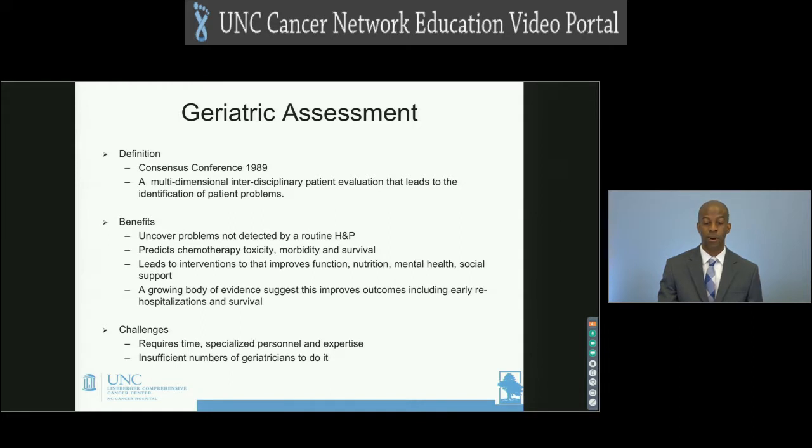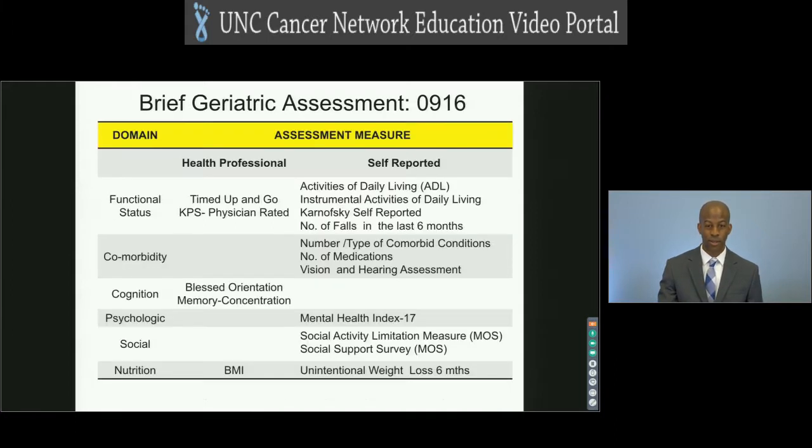The challenge is that a full geriatric assessment requires quite a bit of time and specialized personnel and expertise, and there are not, as I showed you, enough geriatricians to do them all. And so we really have to learn to do it ourselves. Here is an abbreviated measure that we use in our clinic. As you can see from this table, it is predominantly self-administered with a questionnaire. The only thing that we do is a timed up and go, get up from a chair, walk 10 feet, return and sit again, and a brief cognitive screening test, and usually the BMI is measured for us.